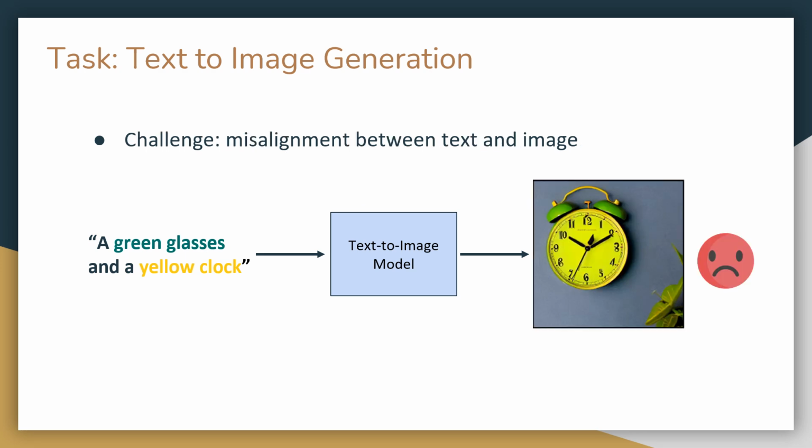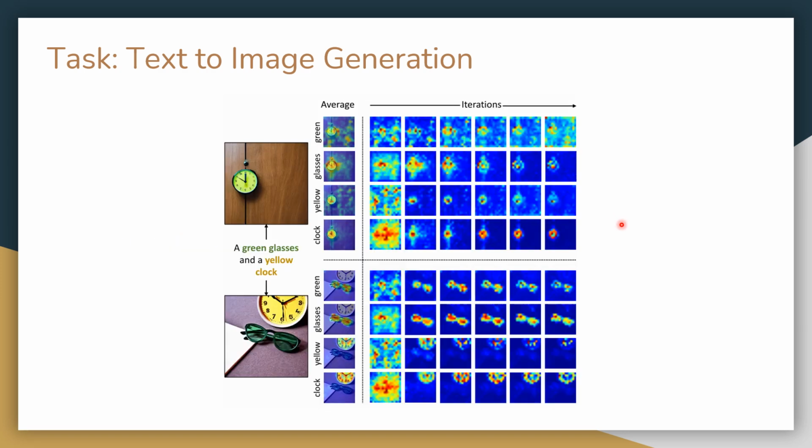But some methods suffer from the misalignment between the text and image, such as the image down here, where the green glasses isn't produced by the model and the clock contains two different colors. We can also observe the phenomenon of misalignment from the attention map. On the top of the image, we can see that the attention map for generating glasses focuses on the clock, thus it cannot produce the correct result. On the other hand, the attention map for the correct result focuses on the corresponding object. Thus, our project focuses on the task of misalignment of text from an image.